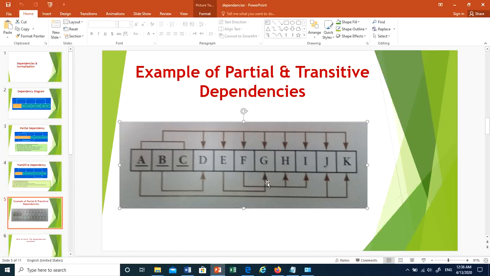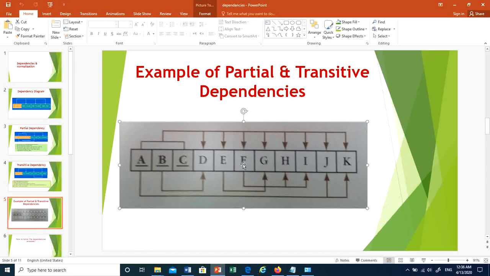Also, there are two examples here of transitive dependency. Look at this one. E can determine what? Can determine G. Is E part of the key? No, it is just a normal attribute, which we call a non-key attribute. So when a non-key attribute like E determines an attribute like G, that means this is a transitive dependency. Again, you will find another example. Look at F. The attribute F determines both H and I. So H and I, these two attributes, can also be determined by F.